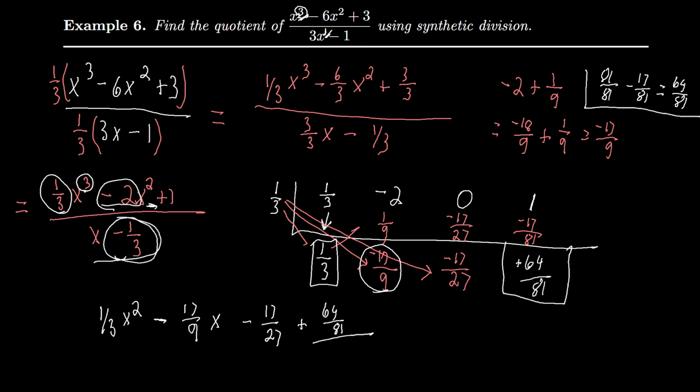This thing right here. X minus 1/3. Because that's what we divided by. X minus 1/3. That's why there's a 1/3 here. Okay? And that's an answer. But it's horrendous, and I hate it.